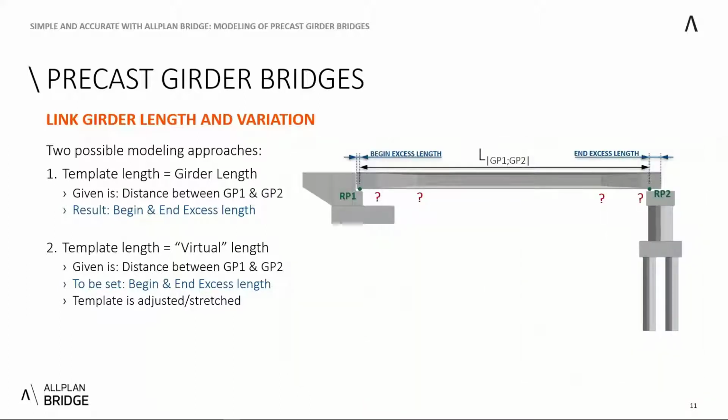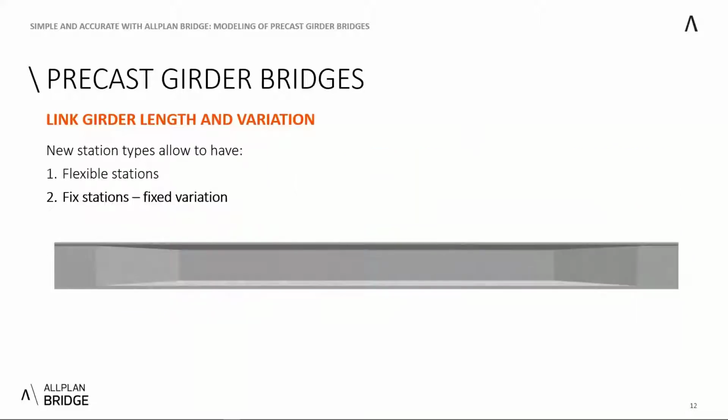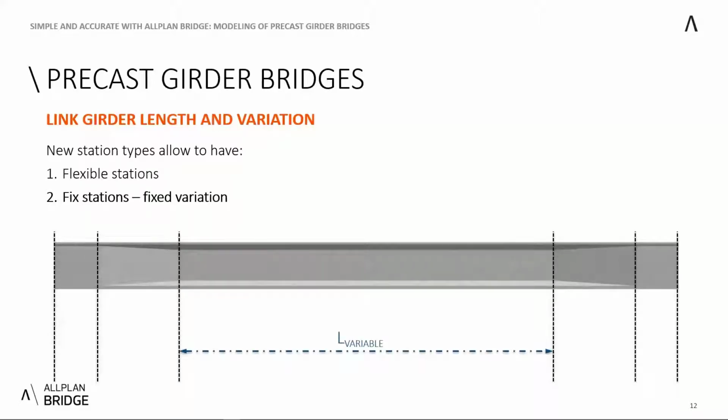But what happens if the girder geometry varies along its length? Let's take a look at that. To solve this as conveniently as possible, we have introduced new types of stations. In this case, where the position of the station does not influence the final girder geometry, you can use a simple station as until now. This will stretch in the same relation as the girder length.